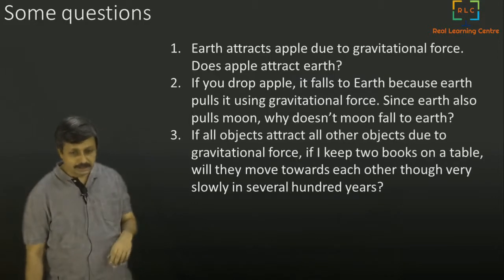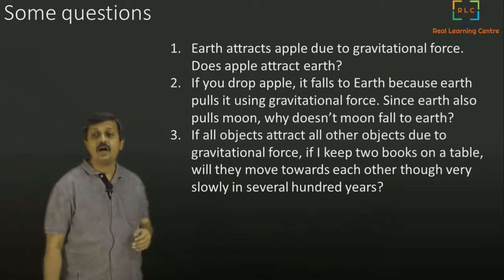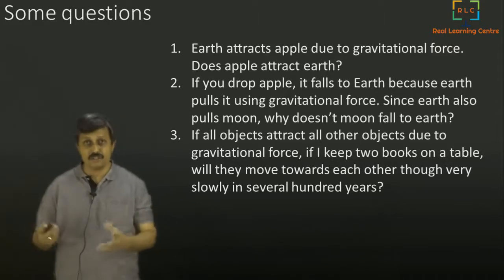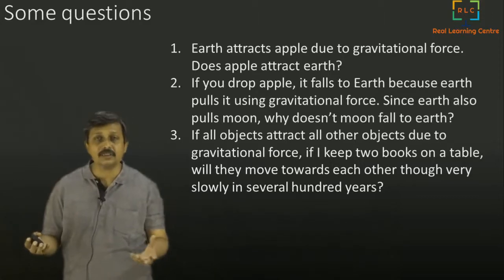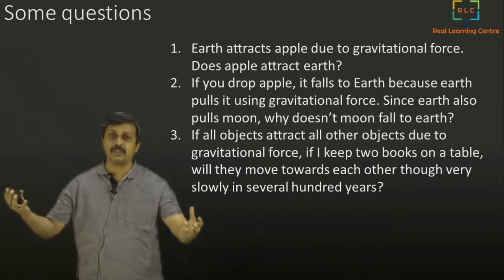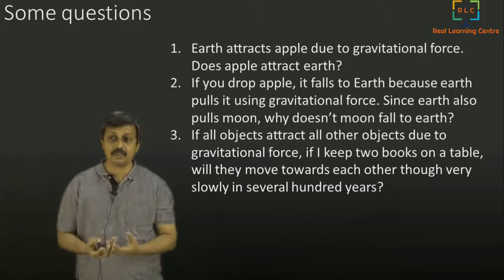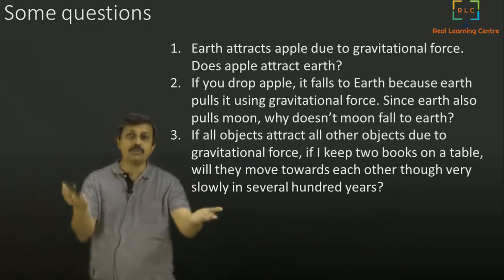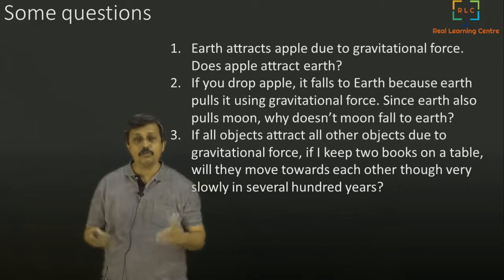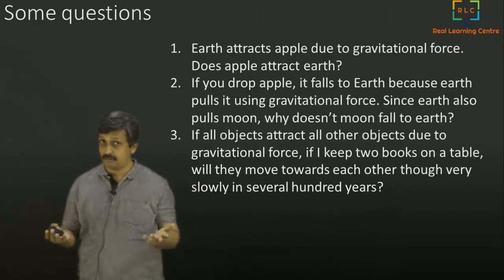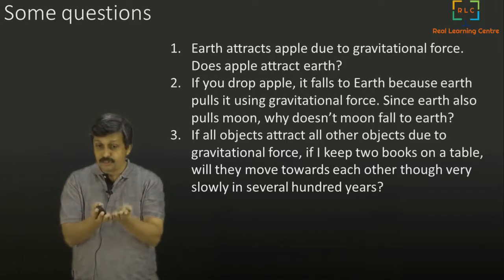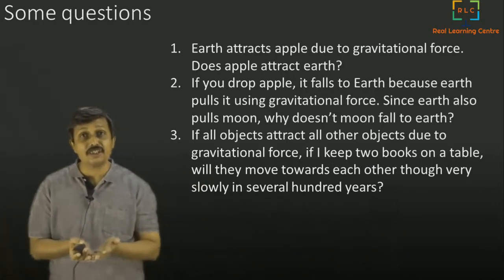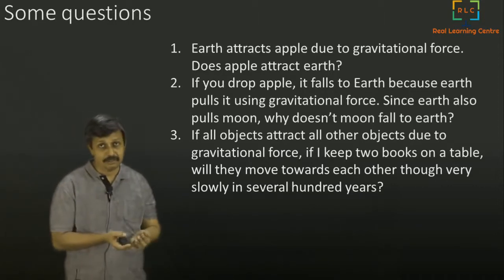The next question is, if all objects attract each other, according to Newton's gravitational law, every object which has mass attracts every other object. If that is the real case, then let's say I keep two books on my table, and those books have to attract each other. Gradually will they move towards each other, even slowly over hundreds of years? Will they come to join each other? That is the question.